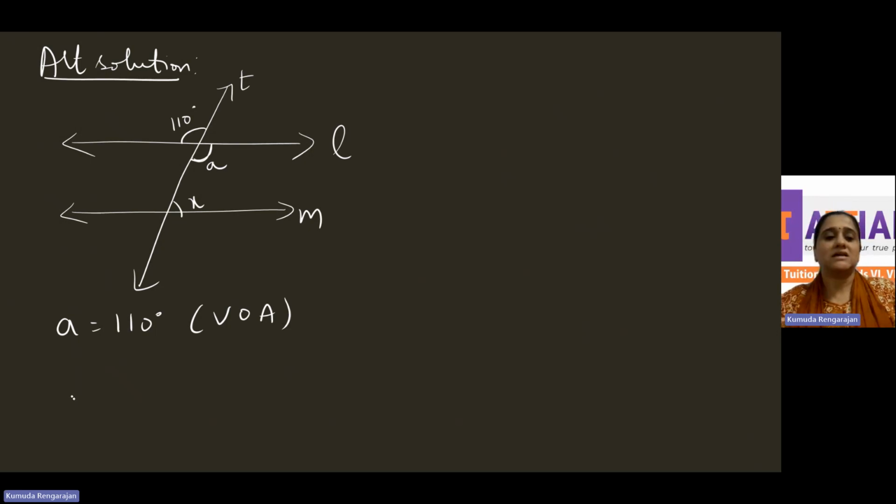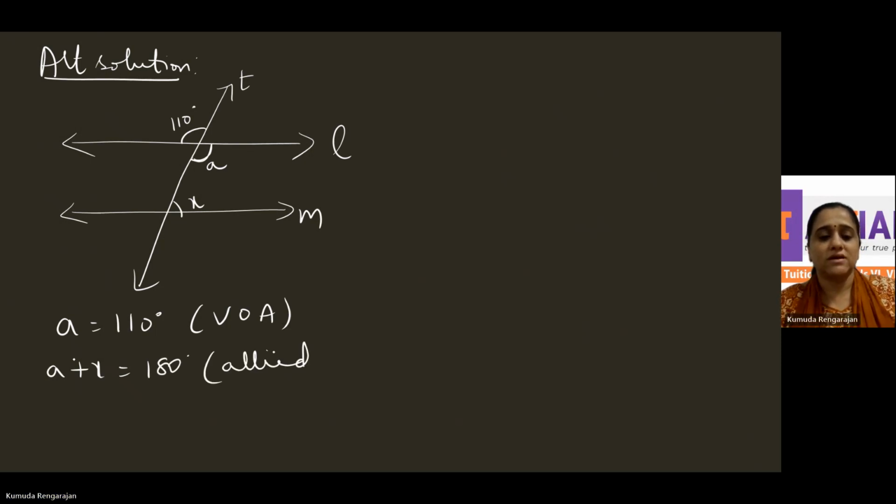They're supplementary. So now you can mark A, and you can write A is equal to 110 degrees, vertically opposite angles are equal. Now after this, you must write A plus X is equal to 180 degrees because allied angles are supplementary, correct? So 110 plus X is equal to 180.